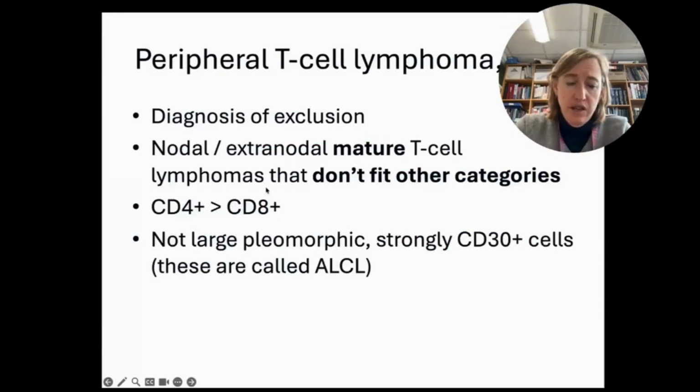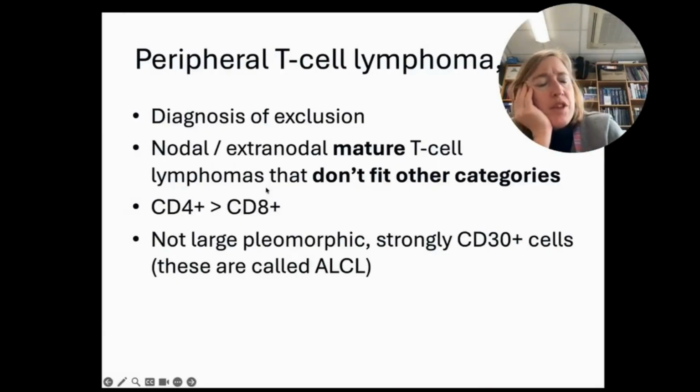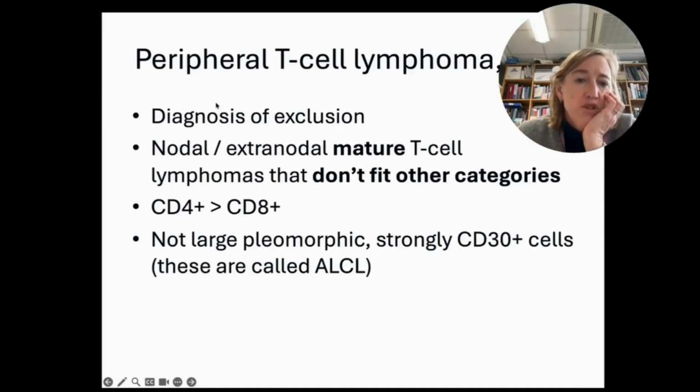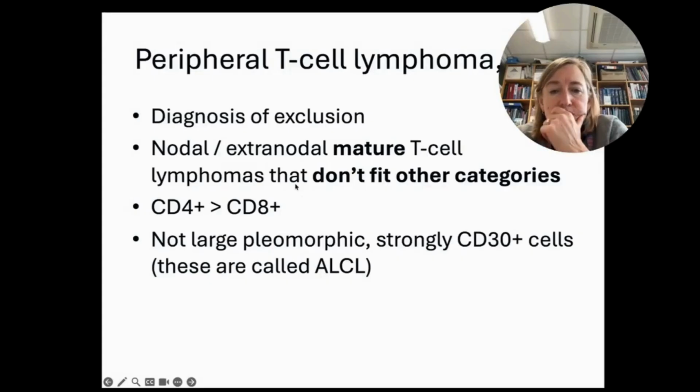As with everything in the WHO classification, you always need a dustbin category. And so the dustbin category that anything left goes into is peripheral T-cell lymphoma NOS. It is a diagnosis of exclusion for mature T-cell lymphomas that don't fit anything else, and more of them are CD4 than CD8 positive because more T cells are CD4 than CD8 positive. If they're strongly CD30 positive and large, then it's anaplastic large cell lymphoma, but anything that is left can go into this category.